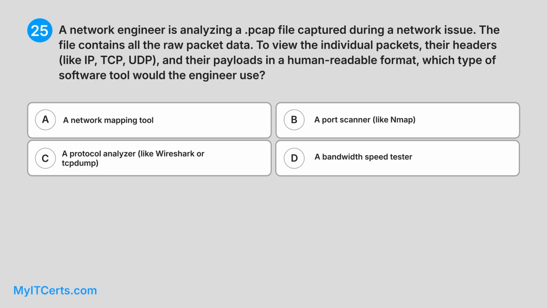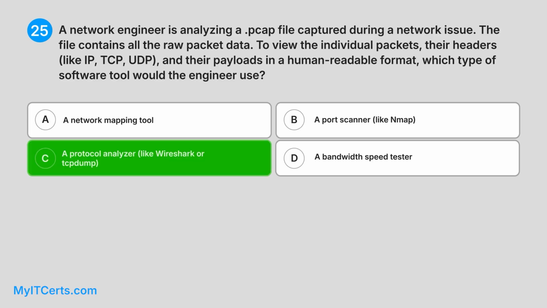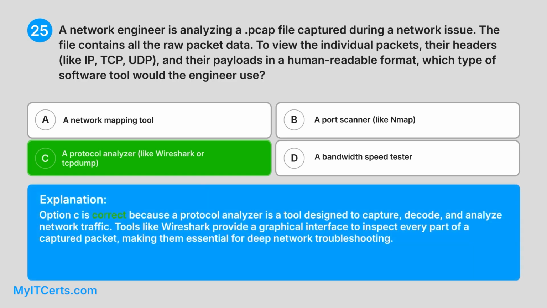Correct answer, C, a protocol analyzer, like Wireshark or tcpdump. Explanation. Option C is correct because a protocol analyzer is a tool designed to capture, decode, and analyze network traffic. Tools like Wireshark provide a graphical interface to inspect every part of a captured packet, making them essential for deep network troubleshooting.